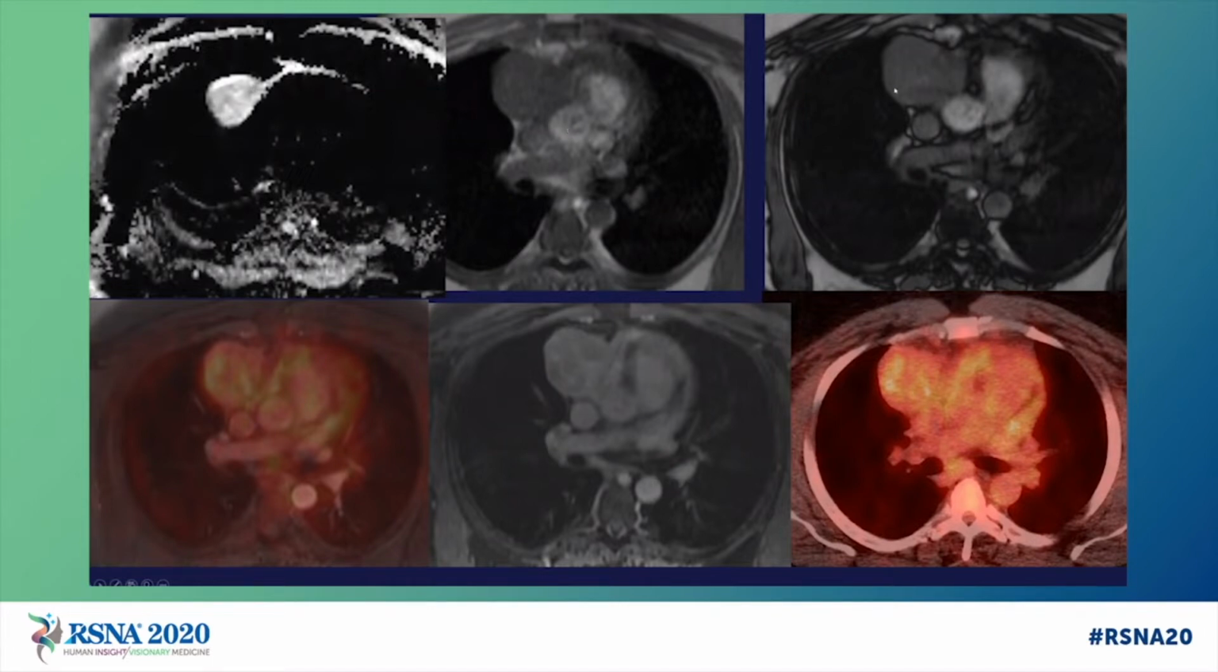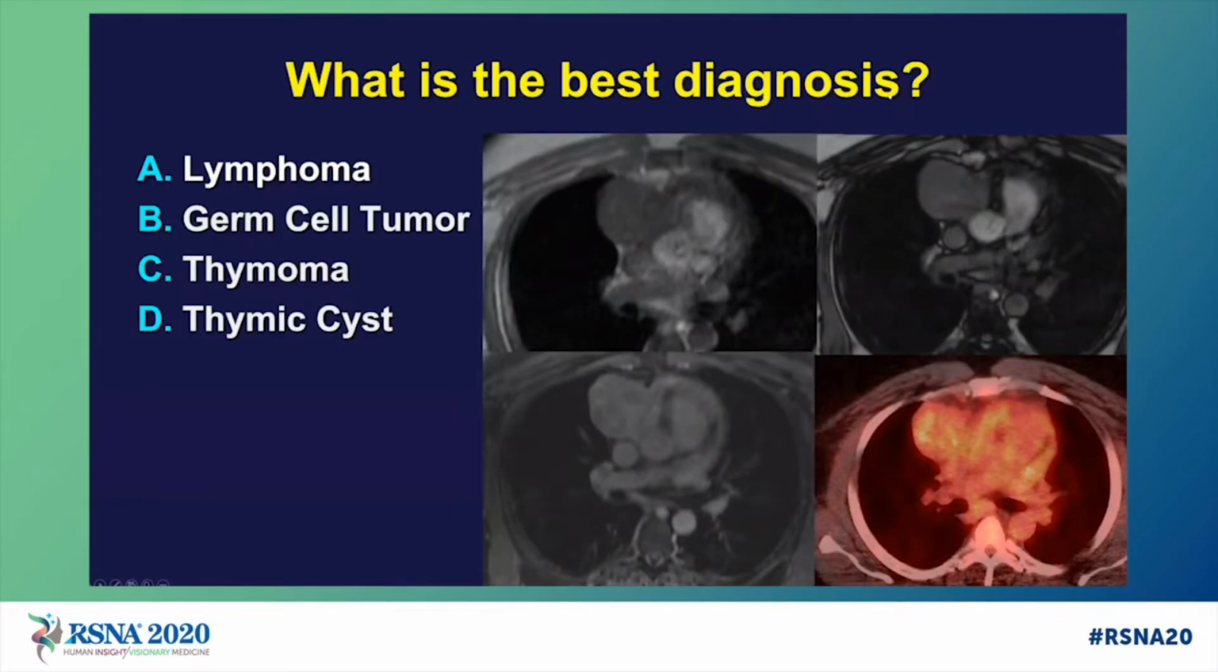You'll notice that it doesn't drop on an opposed phase, and there is some enhancement. So the question arises in this situation, in a 58-year-old with an incidental anterior mediastinal mass, what's the most likely diagnosis?